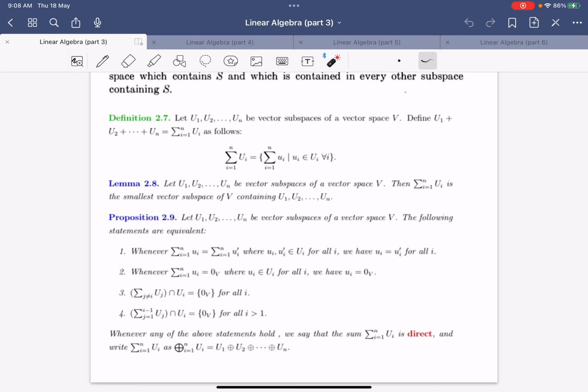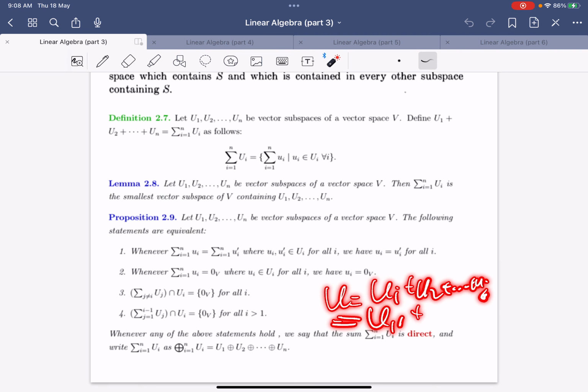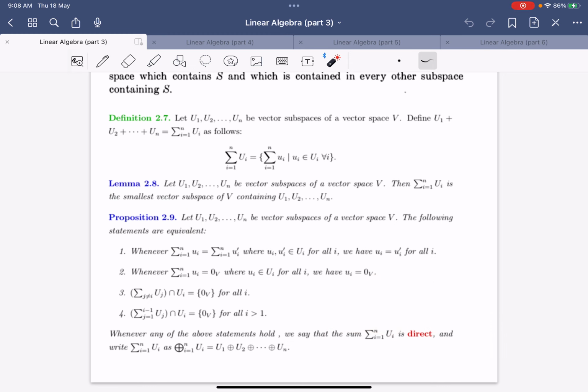Basically, what it means to say that a sum is direct is that when you write U as a sum of Ui's, so U1 plus U2 all the way to Un, and you take this with another sum U1 prime plus U2 prime, they must be equal. In other words, it is saying that U1 intersect U2 is just the zero vector, so it's a trivial intersection.